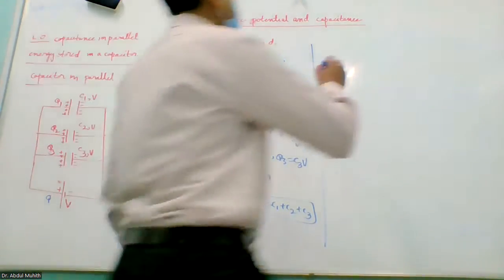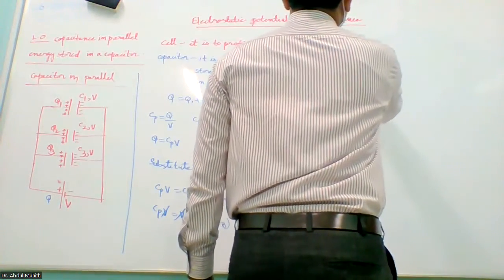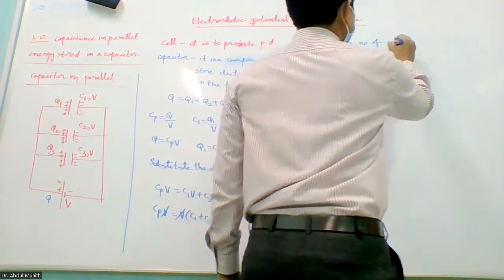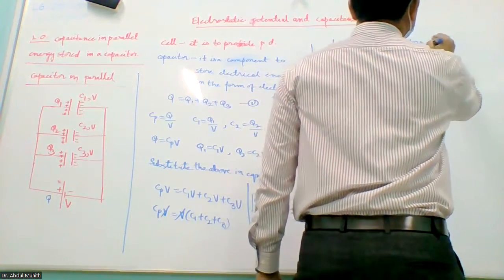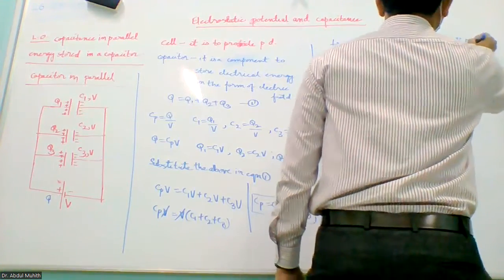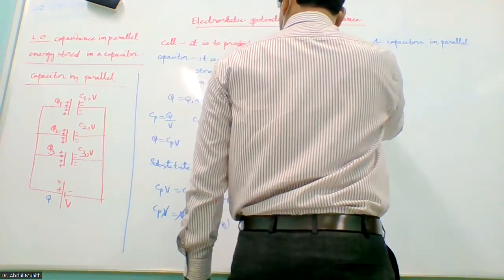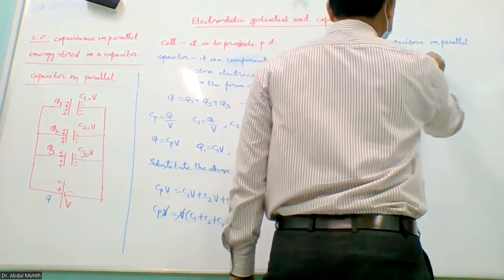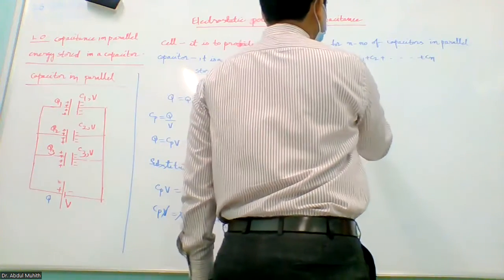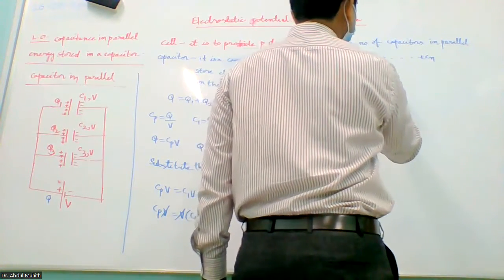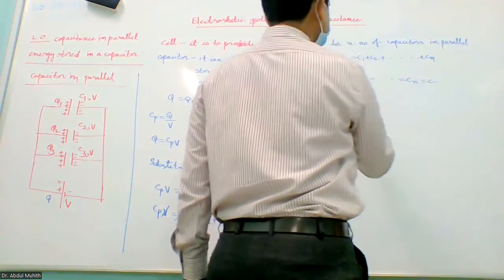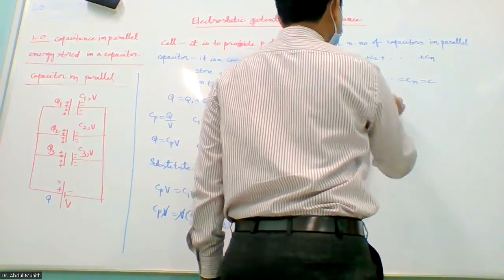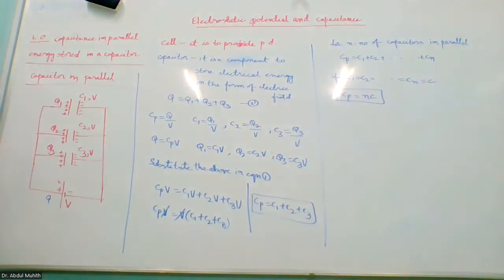Now if there are n number of capacitors in parallel, what is the formula? Cp is equal to C1 plus C2 plus C3 up to Cn. If C1 is equal to C2 is equal to up to Cn is equal to C, then what will happen? Cp will be equal to n times C. This is the formula. Is that clear? Cp is equal to n times C. Is it clear to all of you? So this is about the parallel combination.